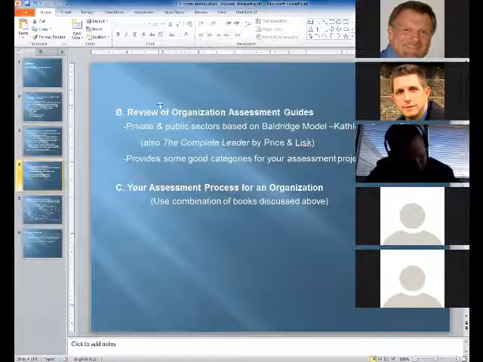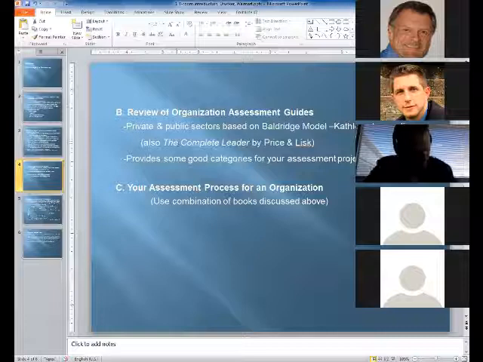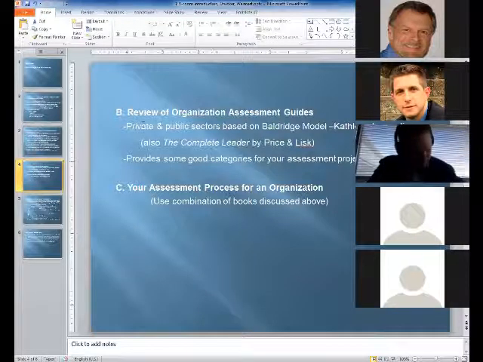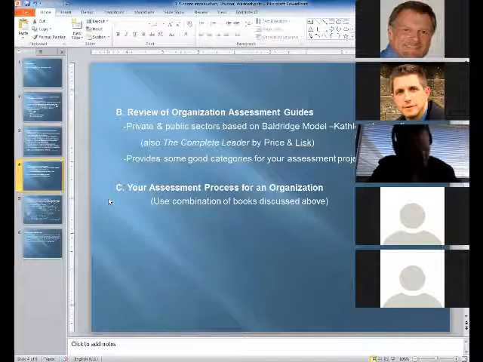Another part is to review organizational assessment guides. Of course, we've mentioned the Imordino book, and I think the complete leader will also fit into that with the 25 categories. Then finally, a learning objective is coming up with your own assessment process. That's really what you'll be doing as you look through the books and go through the weeks. You're going to come up with your own assessment plan that works for you, that you can use in your organization and possibly other organizations, okay?